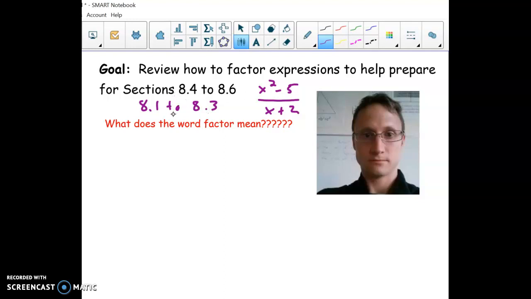But before we do that, we're going to do a couple lessons on factoring, because if you can factor, the rest of it's usually not too bad. So we're going to review factoring today, factor expressions like these, and help to prepare for 8.4 to 8.6.